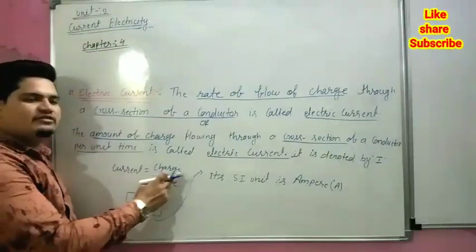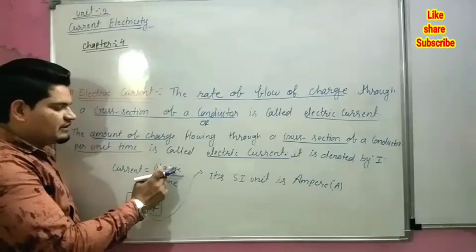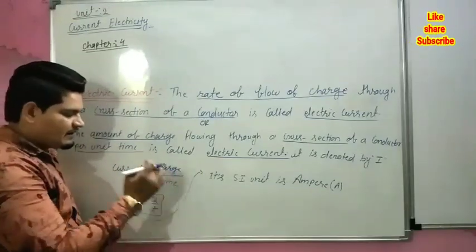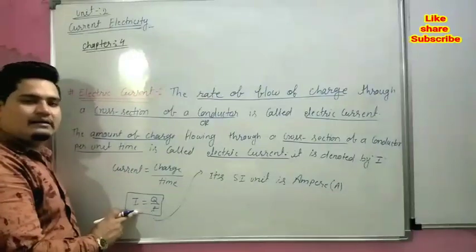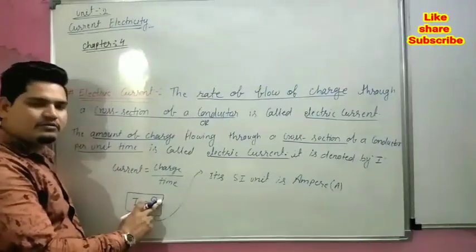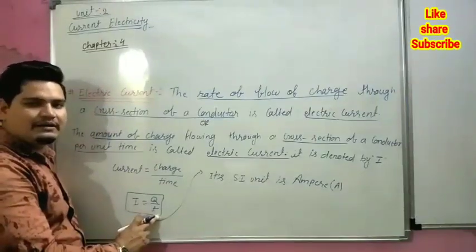So current is charge per unit time. It is the rate of flow of charge per unit time. So it is the ratio of charge to the time. Current is denoted by I, charge is denoted by Q, and time is denoted by T. So I is equal to Q upon T.